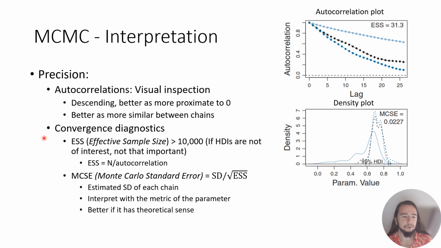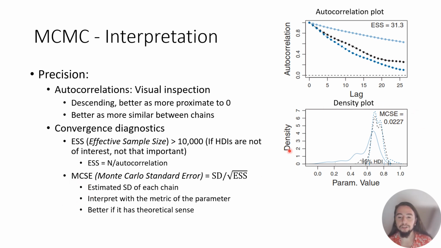The other things to look for are the convergence diagnostics. Effective sample size needs to be greater than 10,000, but this is kind of secondary if we are not interested in intervals. Basically, this statistic is the total sampling number divided by the autocorrelation. And the MCSE, or Monte Carlo standard error, is basically the standard deviation divided by the square root of the effective sample size. So this number is basically the estimated standard deviation of each chain.